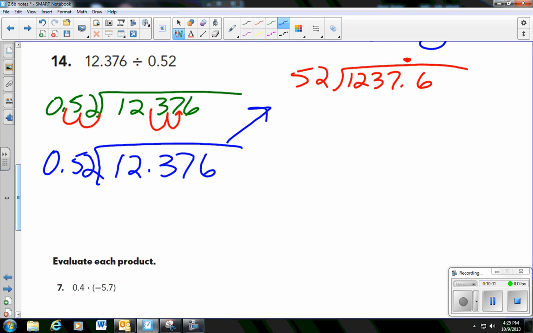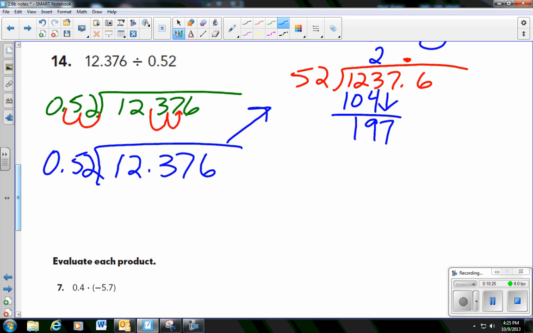So 52 won't go into 1, 52 won't go into 12, 52 will go into 123. That's where you use your calculators. 123 divided by 52, it will go in 2 times. So you put the 2 above the 3. 52 times 2 is 104. Do our subtracting and we get 19, and then we bring down the next number, which is the 7.